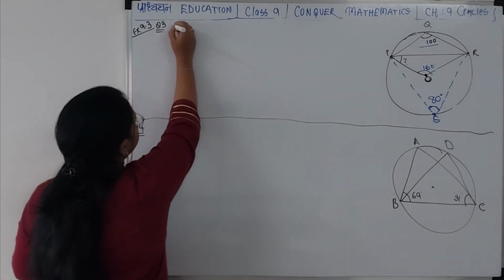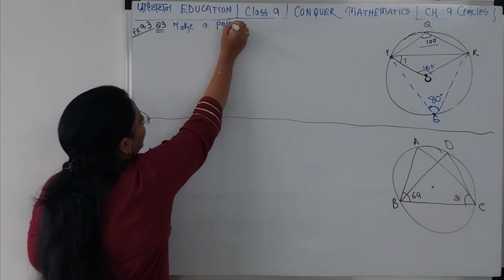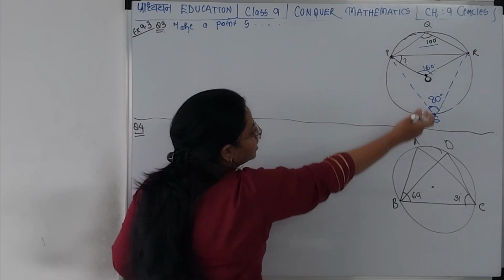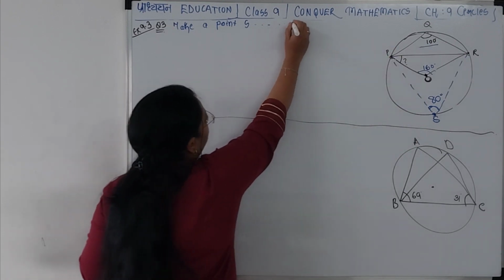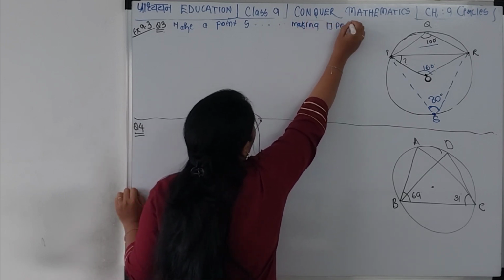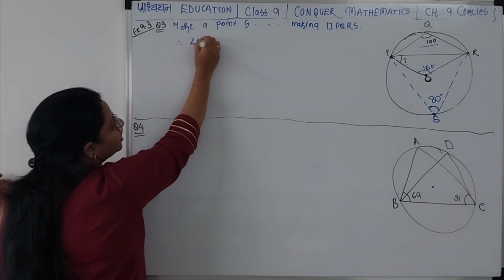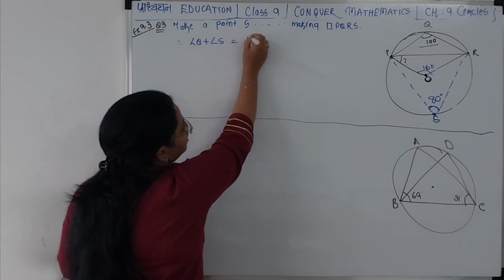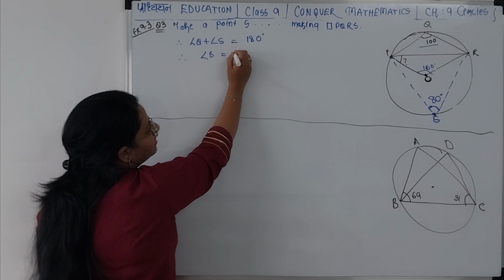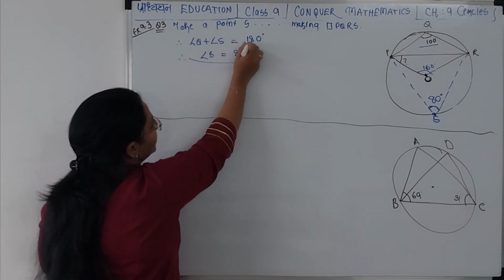We will say, take a point S on the circle on the opposite side of point Q, making cyclic quadrilateral PQRS. Therefore, I can say angle Q plus angle S is equal to 180 degrees. Therefore, I have angle S as 180 minus 100, that is angle Q. We get angle S as 80 degrees.